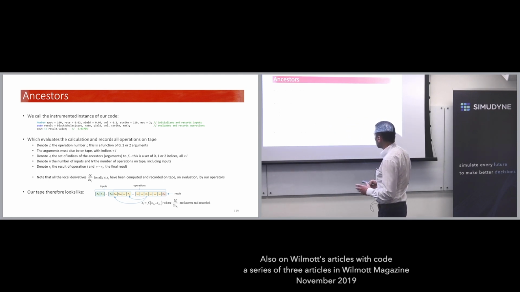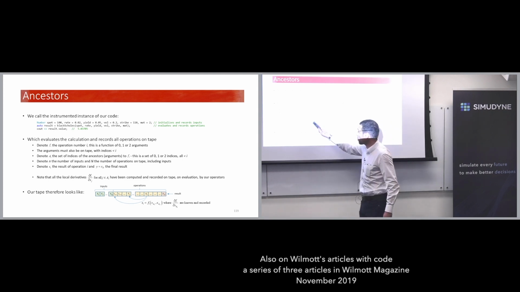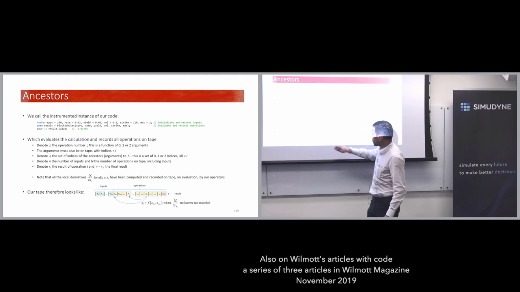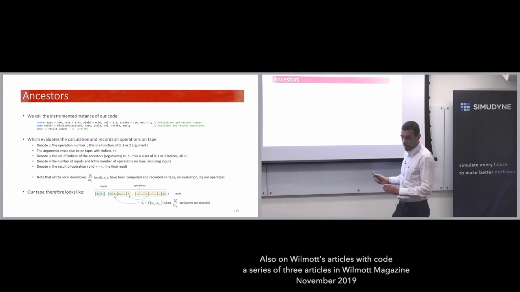And note that our operator overloading, the code that we have just seen together, not only recorded all the operations, but also calculated all the local derivatives, dFi over dXj, for all the j's, for all the ancestors j of Ai, and stored them on node number i. Okay? That's how we designed our derivatives code.